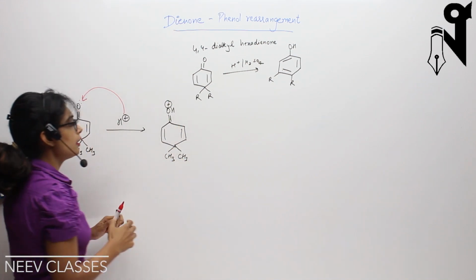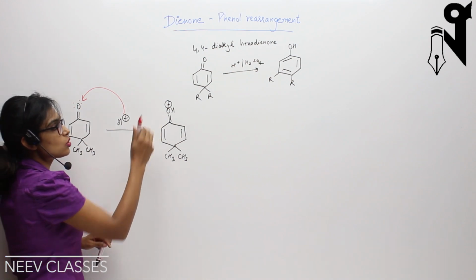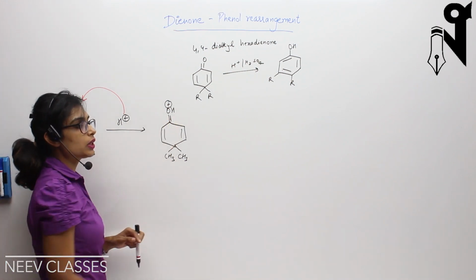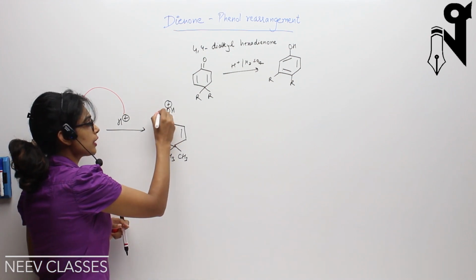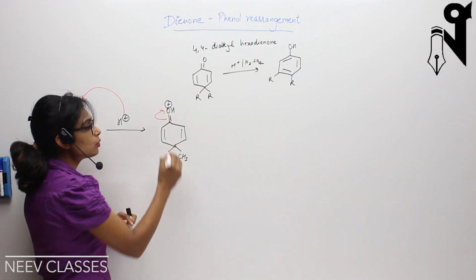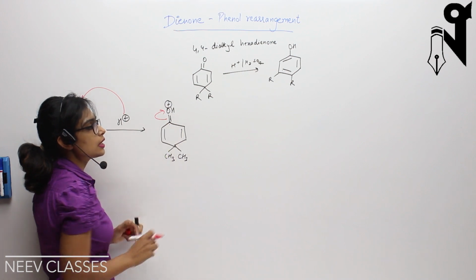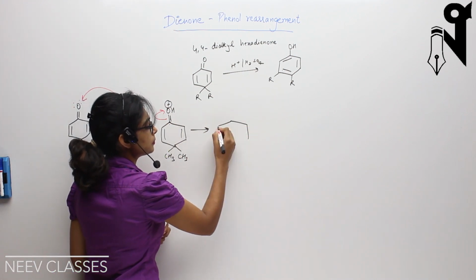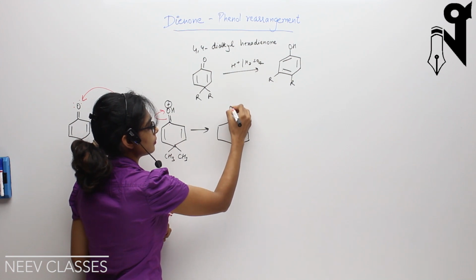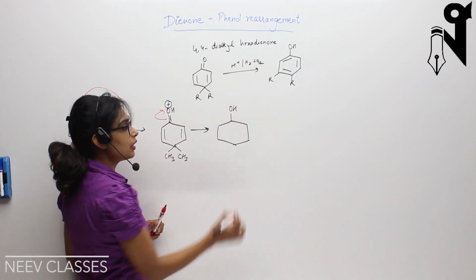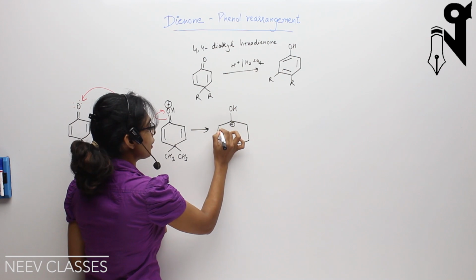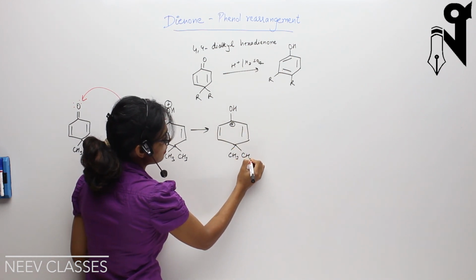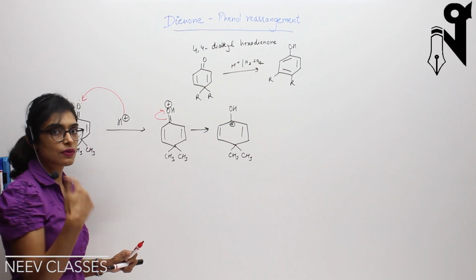Right? And now to get rid of this plus charge, what will happen? This oxygen will break one of the bonds with the carbon and will pull the electron density toward itself, which will lead to the formation of a positive charge on this carbon. So this will look like this. This will become alcohol. A plus charge will form over here, and CH3.